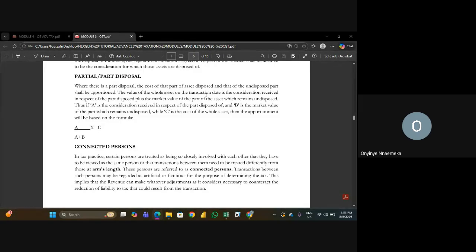B is the market value of the part that you don't want to sell. That is, if you sell the 1 plot, assuming you want to sell the remaining 1 plot that you built your house on, what is the market value? Then C is the original amount that you paid in respect of the whole asset. Then when you use this formula, A over A plus B multiplied by C, it will give you the cost of the parts disposed. When we are doing calculation, you understand this part better.